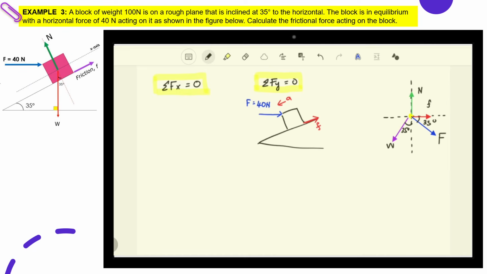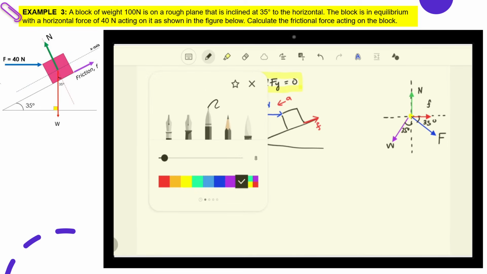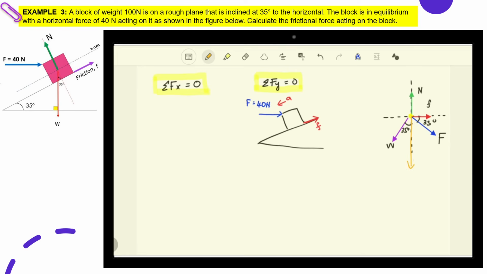Now we want to calculate the frictional force acting on the block. Sebelum kita tulis, you need to resolve first. Look at here, we have the external force F and the weight. So make sure you resolve into two components. Let's say we use orange color. Now we have Fy, where Fy is negative F sin 35, and Fx, where Fx is equal to F cos 35.